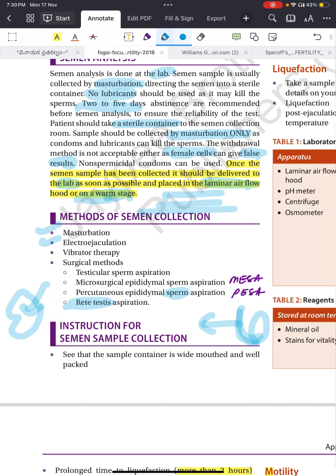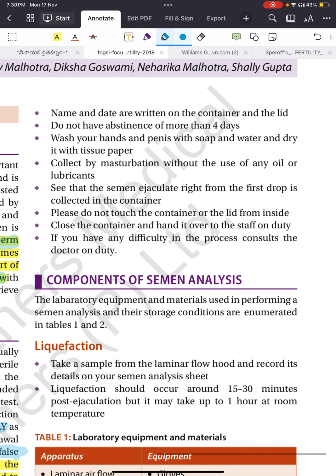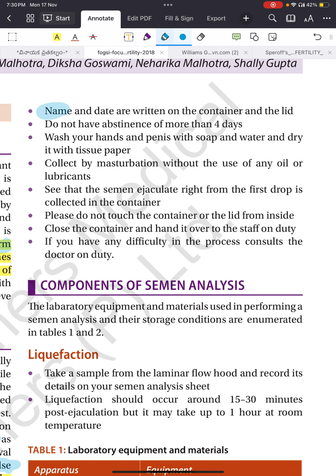Instructions for semen sample collection. The person will be given a wide-mouthed container which is well packed. On the container, we'll write the name and date, also on the lid. If the person says they have had abstinence of more than 4 days, then don't take the sample. The male person will wash their hands and penis with soap and water, and dry with tissue paper.